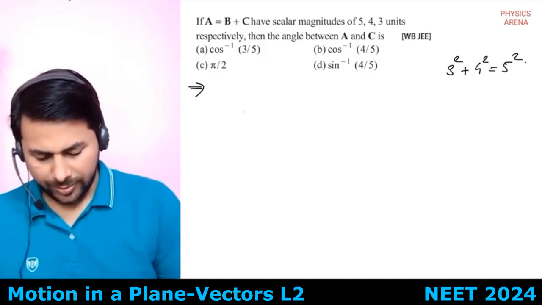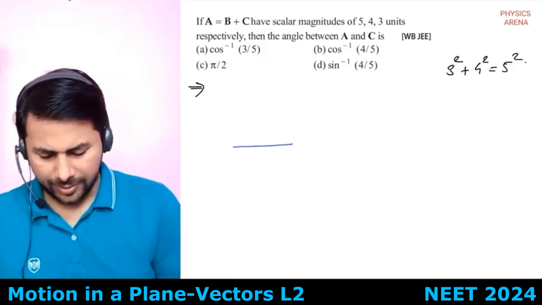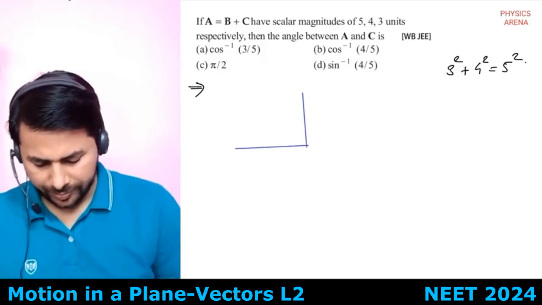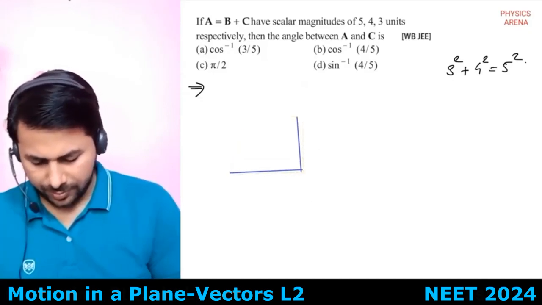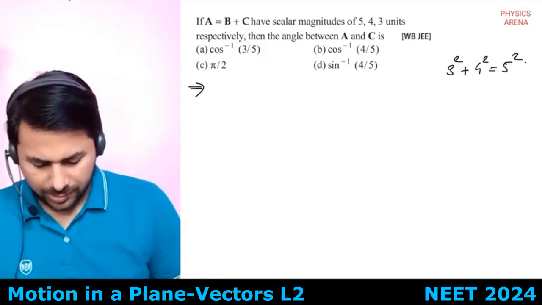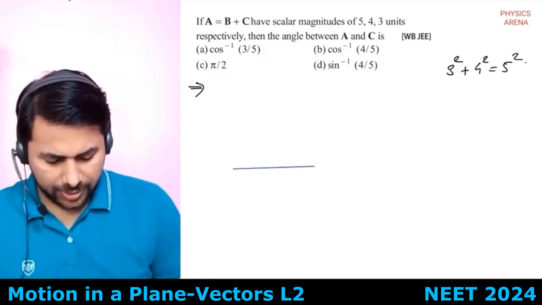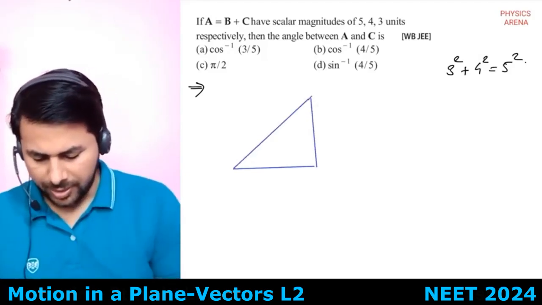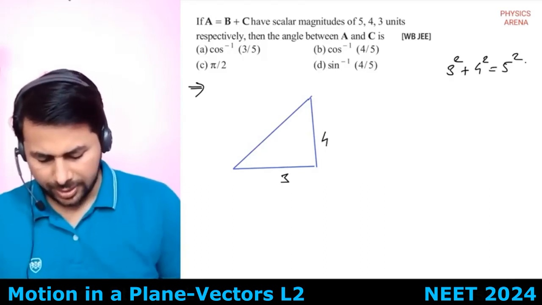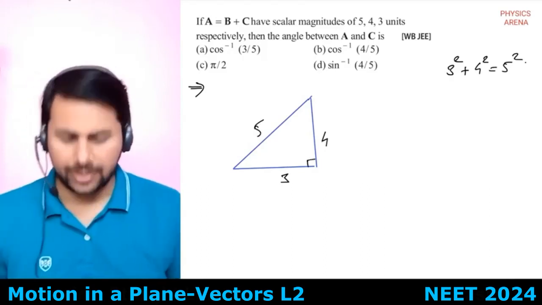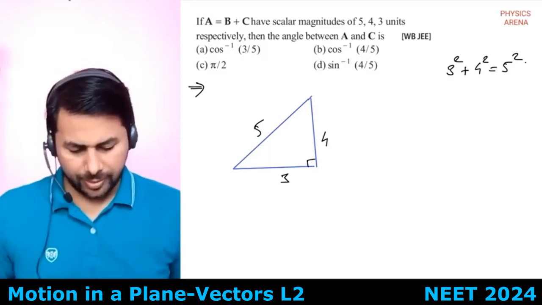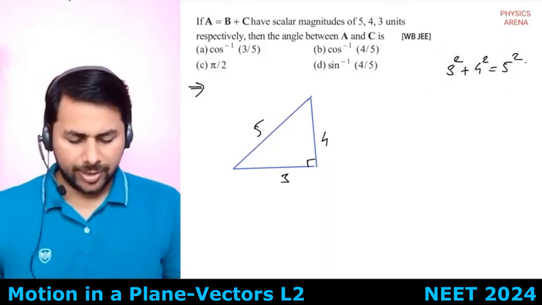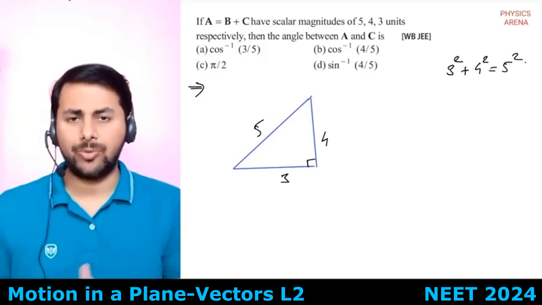So if you have two vectors represented by the two sides, so this is 3 and 4. This is the first one, this is second one, and this is the resultant. So if this is 3, this is 4, then this will be 5. Okay, and this angle is 90 degrees. So then this is a common pair, right? 3 4 5 is a common pair.